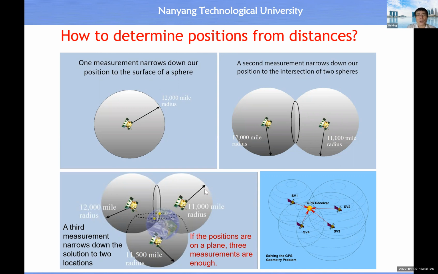How to determine position from distance. If we only know one distance from a physical entity to a reference point, then in this case we only know that this physical entity could be at any location on the surface of a sphere centered at the reference point.